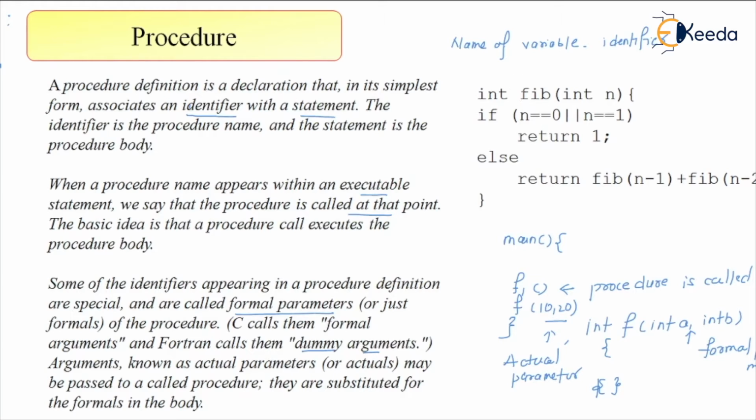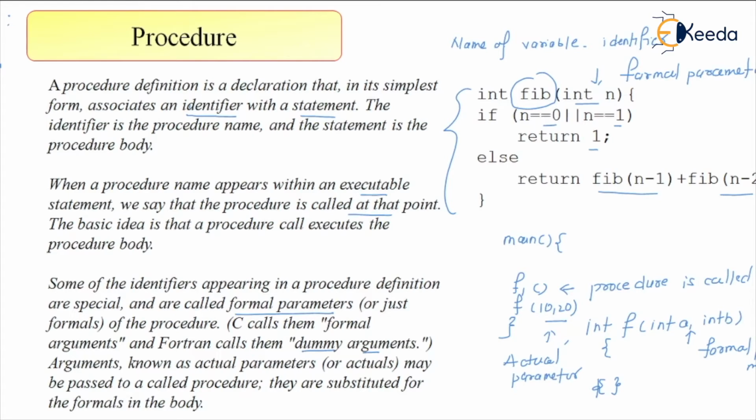Here I have taken this function. This is the name of the function, int fib with int n. If n equals 0 or n equals 1, then return 1, and otherwise it is a recursive function, fib of n minus 1 plus fib of n minus 2. So fib is the name, and n is the formal parameter.